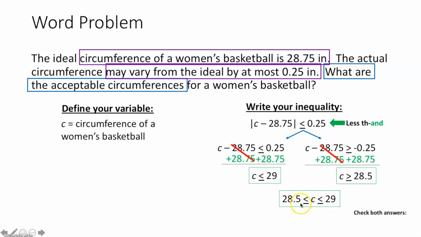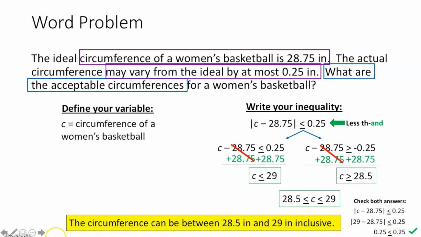Now we can test this out by picking a value on this interval. Let's say 29. Pick 29, plug it in for C. 29 minus 28.75 is 0.25. Is 0.25 less than or equal to 0.25? Yes, it is. Therefore, this checks out, and the circumference can be between 28.5 inches and 29 inches inclusive.